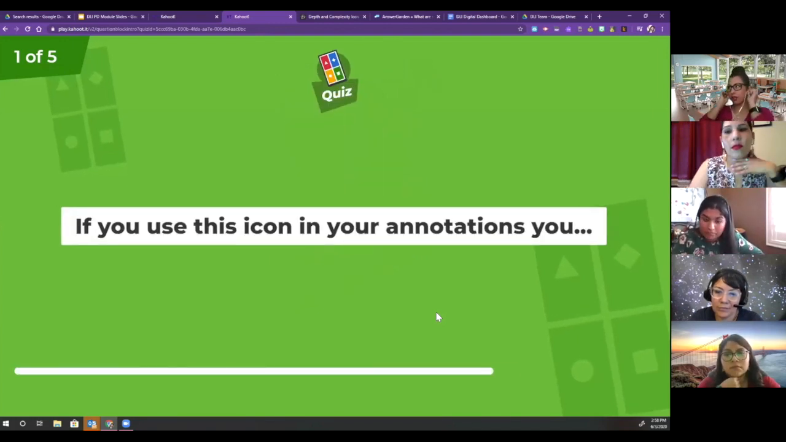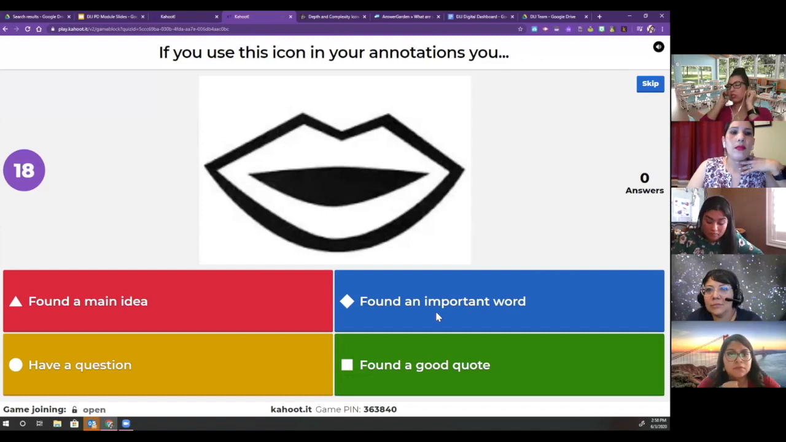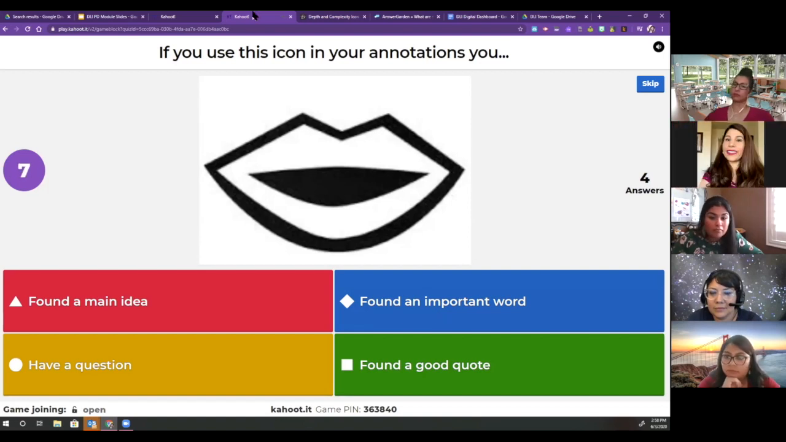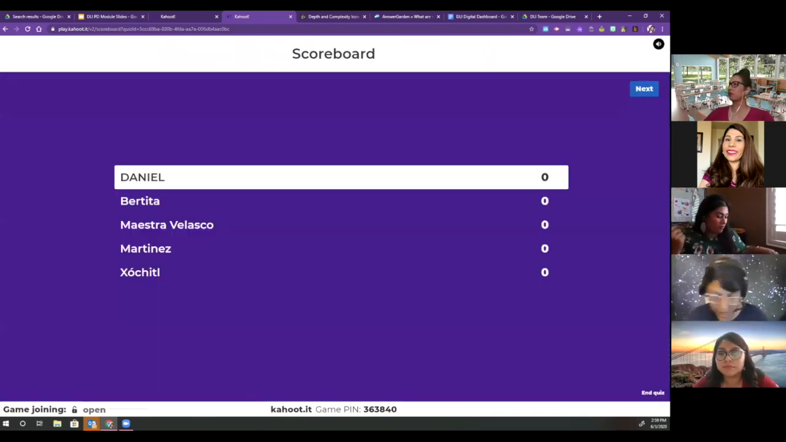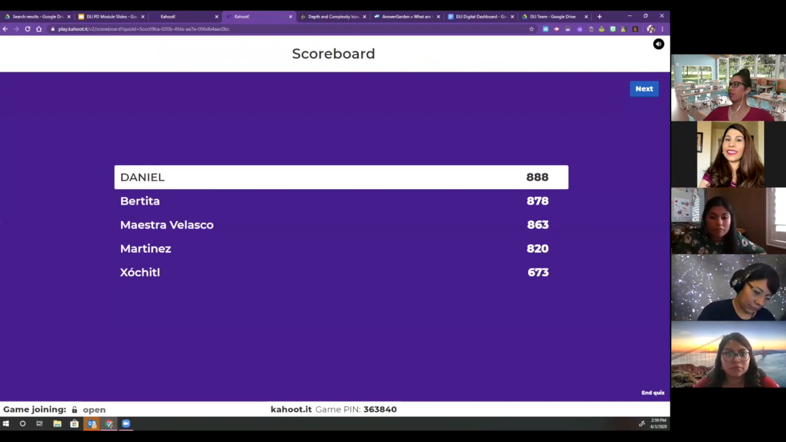If you use that icon, or your students use that icon in their annotations, that means that they have found an important word, or a word specific to the discipline, or an academic content word. All right, Mr. Daniel.